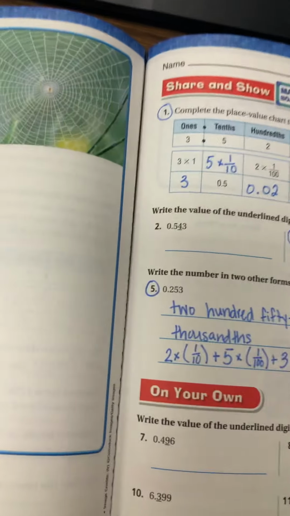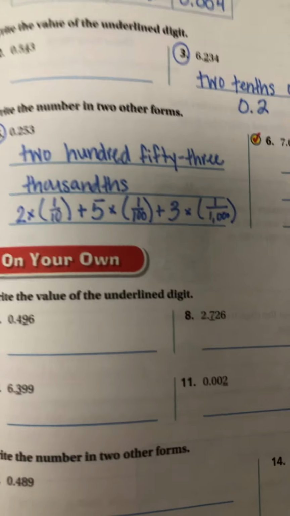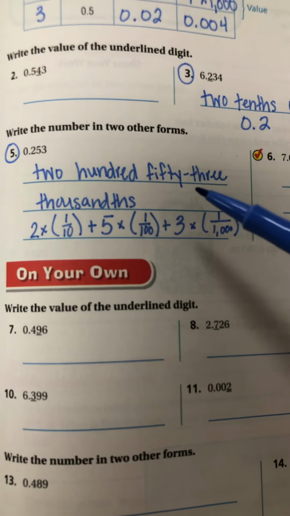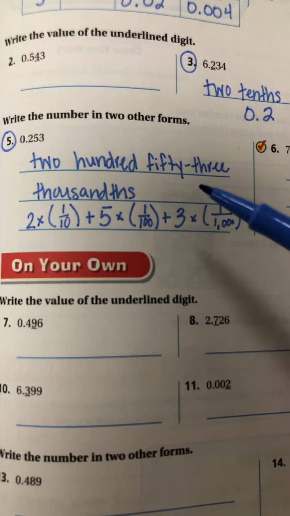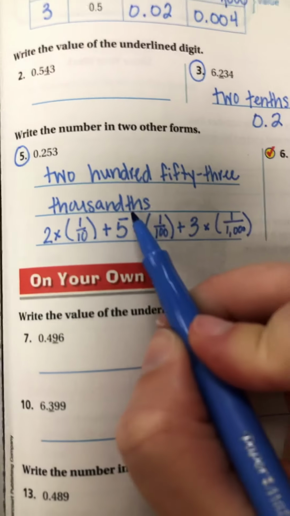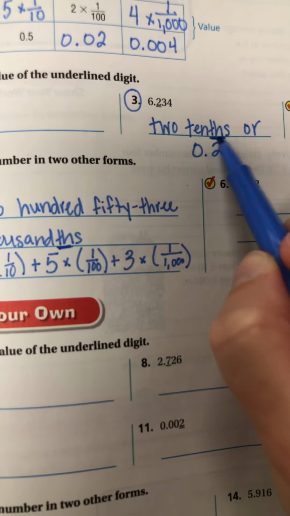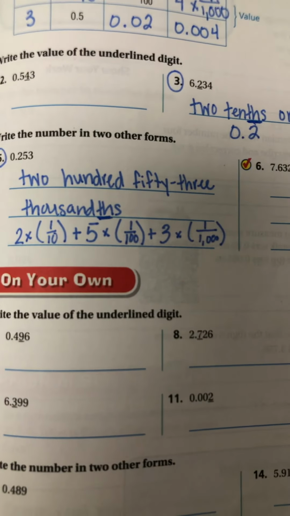And then I also did number 5. Okay, so you're going to write this in 2 other forms. 253 thousandths. Notice the TH. That's so important. And we also did it up here, TH. That lets us know we're talking about decimals.